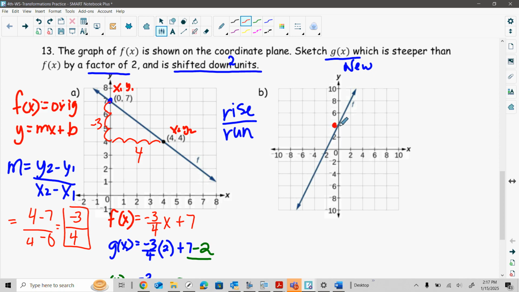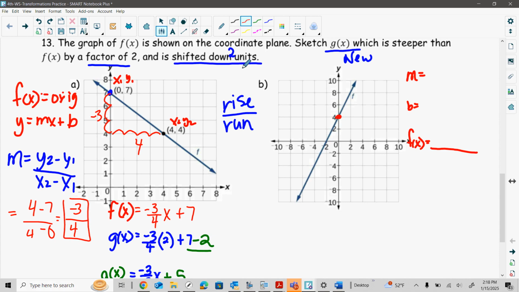Using right there, I can see my y-intercept. So we need to count. We need our m, we need our b. That would help me get my original function. You write that, and then you're going to plug in 2 for x and add or subtract 2 to the function. So try to see if you can do that one.